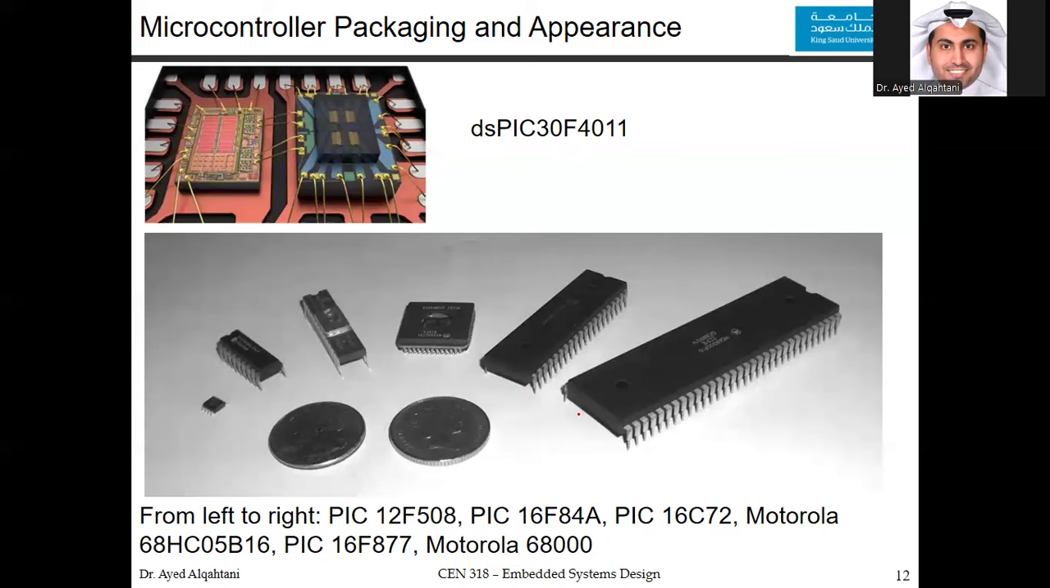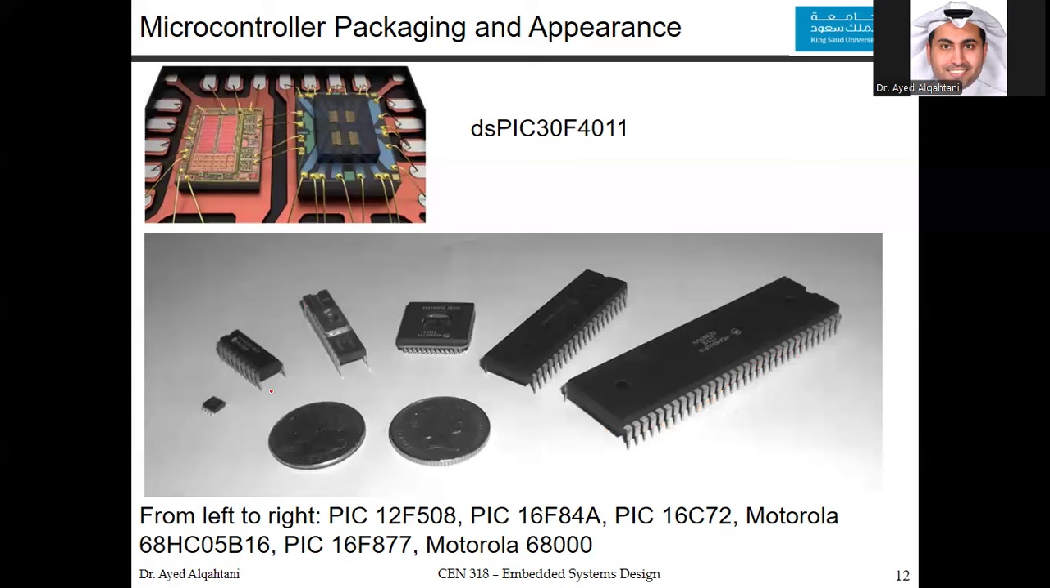And here you have different microcontrollers with different capability. You can see that this one is very small. This one is bigger than this one. You can see it by looking at the pins. We have only 8 pins here, while here we have much more than that. So from left to right, we have PIC12, PIC16, PIC16. We have Motorola. We have, I believe, a microcontroller from Hitachi. And this is another PIC16 and another Motorola.